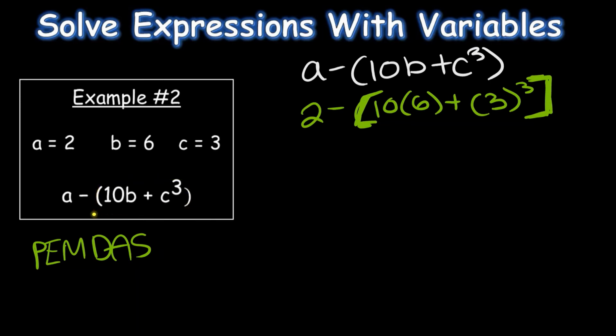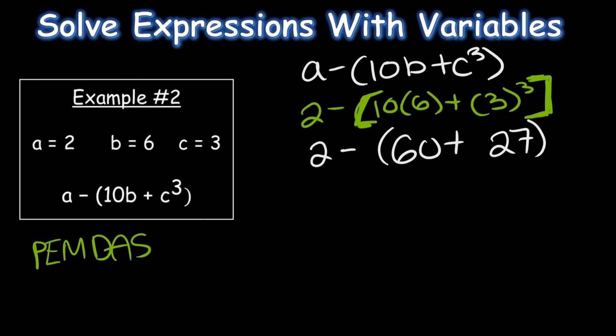So in our parentheses, what is the first thing that we should solve? We have here our exponent, so 3 to the third power, which will be 27. And next order of operation, we have multiplication, which will be our 10 times 6. So 10 times 6 is 60, and we add that. Now let's make this look a little neater. We'll bring down the 2 and then put our values here in parentheses. So this is what we have to solve, the 60 plus 27, which equals 87.